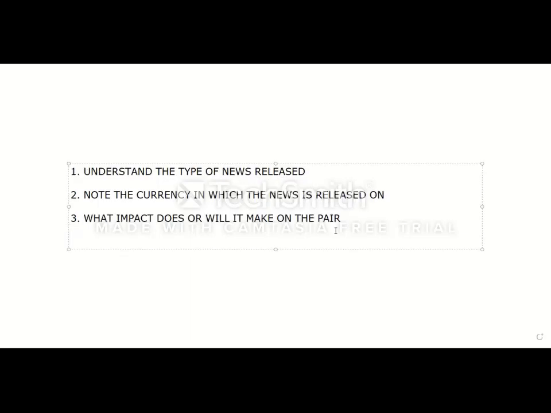Another thing to take note of is what impact it will make on the pair. After noticing the currency, you need to know the type of news that is being released. Is it a high impact news? Is it a low impact news? Is it a medium impact news? Like I said earlier on, the only news that gets my attention is the high impact news and the medium impact news, because of the volatility that follows after being dropped.